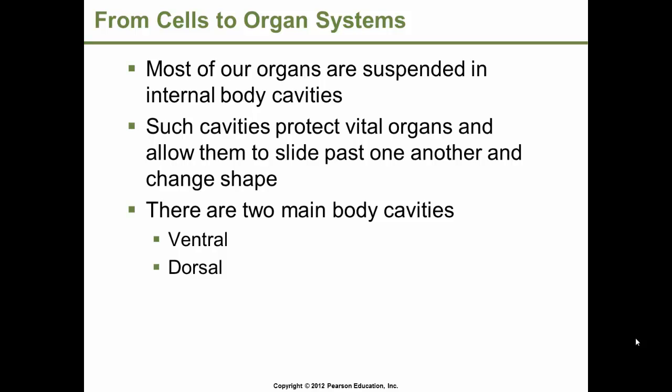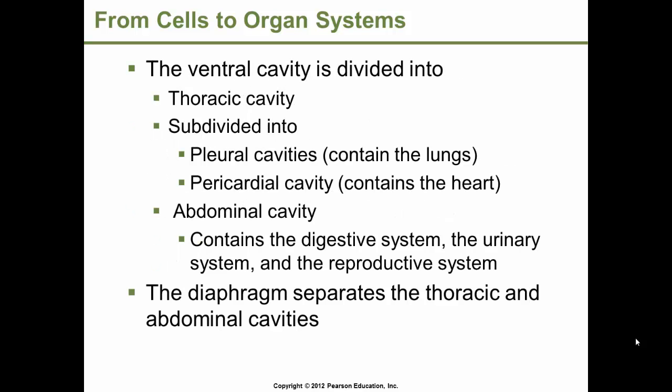Most of our organs are suspended in internal cavities, and these cavities protect these vital organs and allow them to slide past one another and change shape, such as the lungs, the stomach, the urinary bladder. There are two main body cavities, the ventral, which means towards the abdomen, and the dorsal, which means towards the back. The ventral cavity can be subdivided into the thoracic cavity and the abdominal cavity. The thoracic cavity can be further subdivided into the pleural cavities containing the lungs and the pericardial cavity containing the heart.